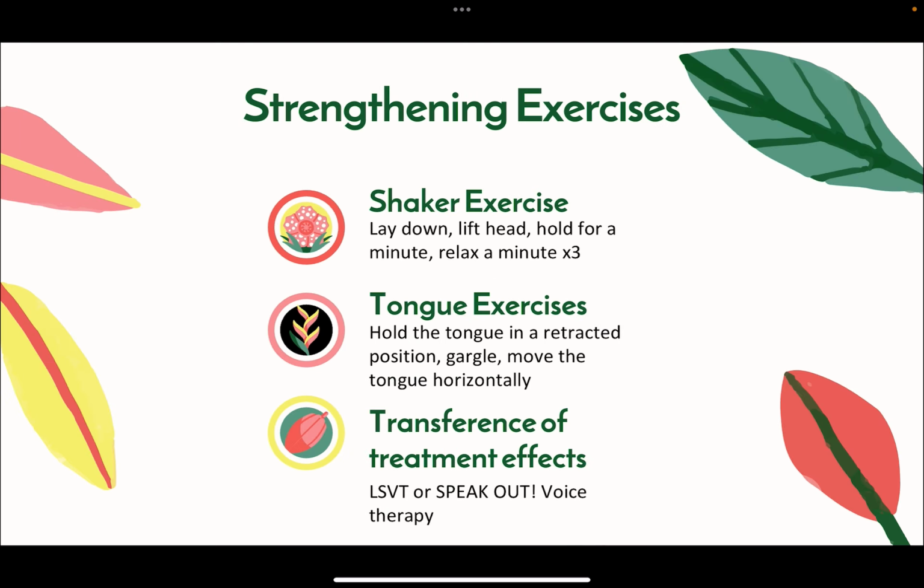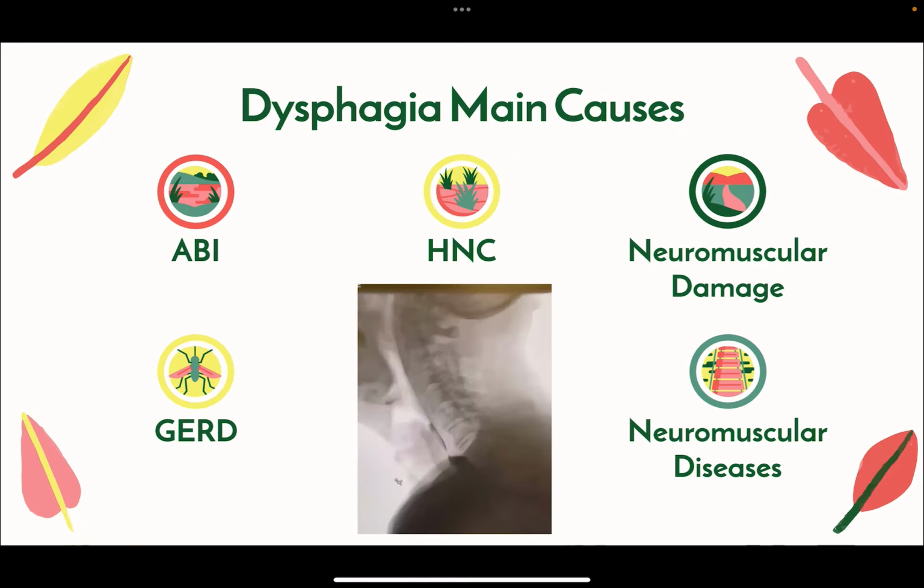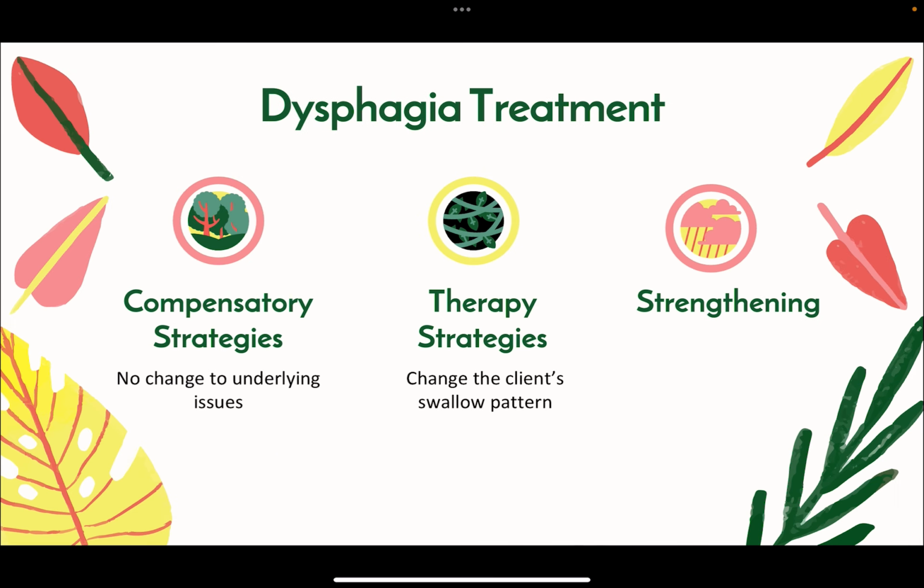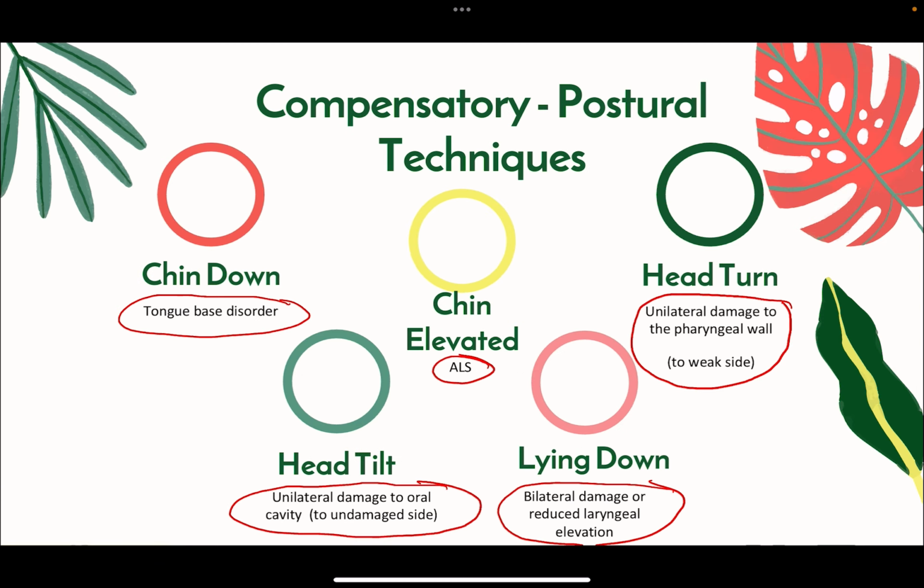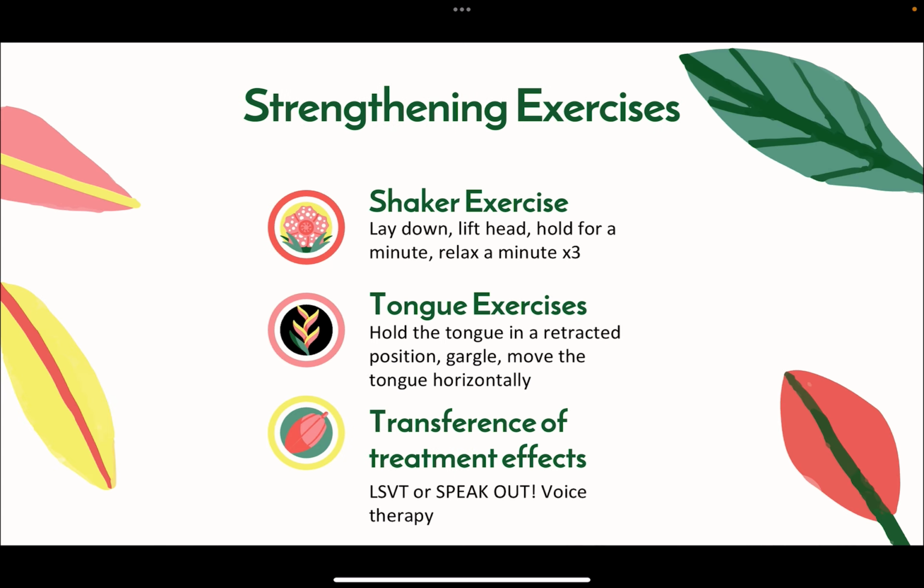All right. Other things that you can do are strengthening exercises. Remember, we talked about compensatory strategies. That was our first one. Oh, I apologize. I went too far. Give me just a second. We have compensatory strategies, therapeutic strategies, and strengthening. So compensatory strategies, we have some therapy strategies, and now we're going to look at strengthening exercises.